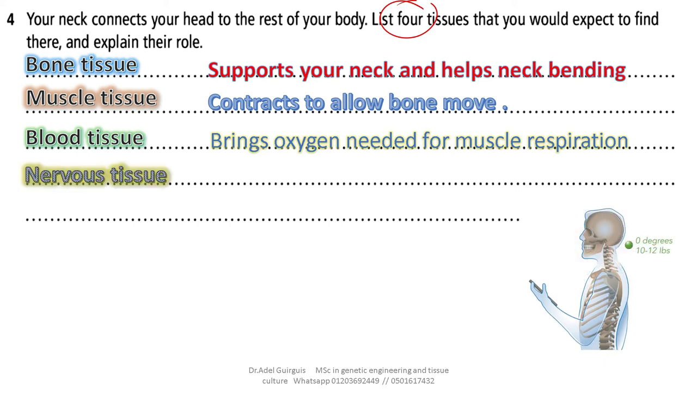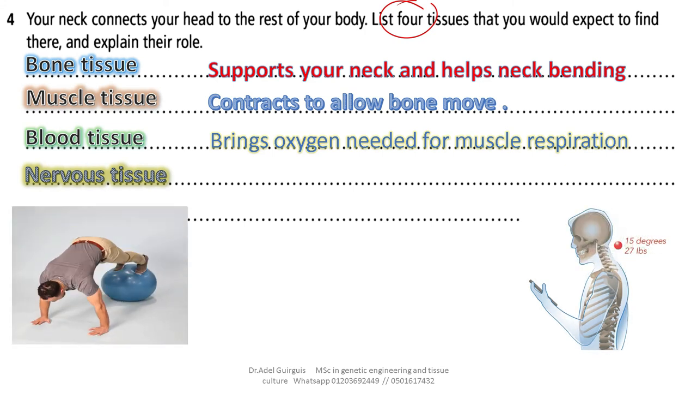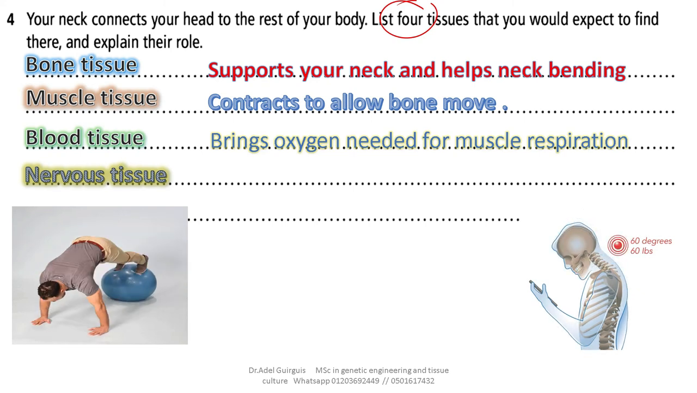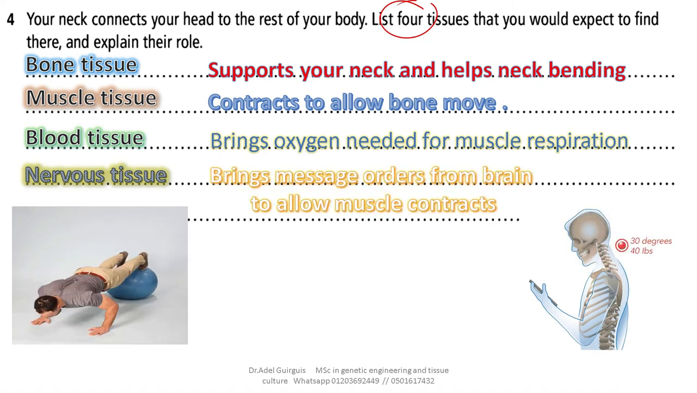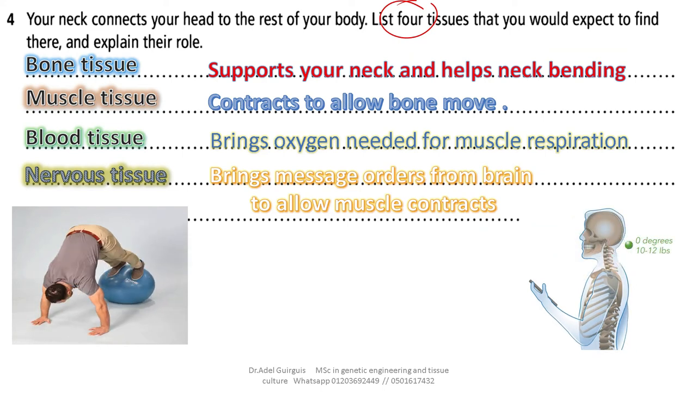Last tissue here, nervous tissue. You can send orders from your brain to your muscles, any muscle. These nerve orders allow muscle to contract. So look, in this exercise we use all of these tissues, especially the last one, nervous tissue. It brings message orders from the brain to allow muscles to contract.